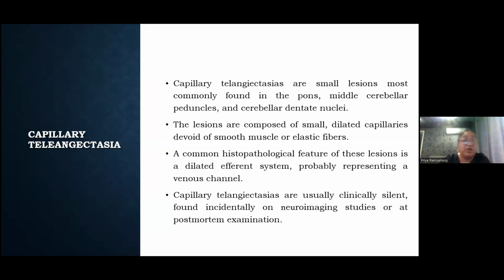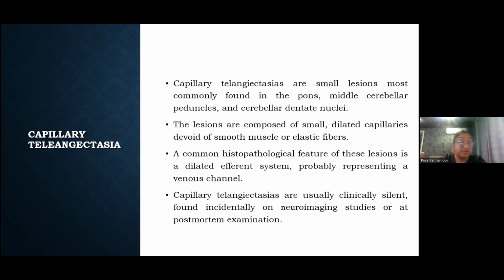So we're just going to touch quickly on a couple other topics and then we're done. So capillary telangiectasias. Now, in terms of cerebral ones, they tend to be clinically silent, and their discovery is largely incidental, right? So they're small lesions, and you tend to find them in the pons, the middle cerebellar peduncles, as well as the cerebellar nuclei, right? And it is composed of small dilated capillaries. They don't have any smooth muscle or elastic fibers, but it's intermixed with normal brain parenchyma. And that's one of the crucial and critical differences that you see here.